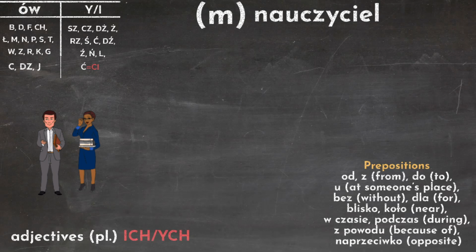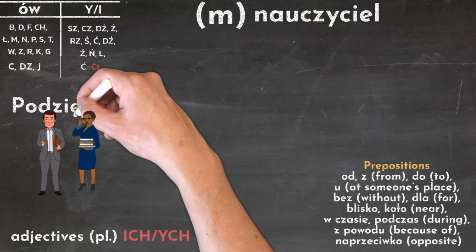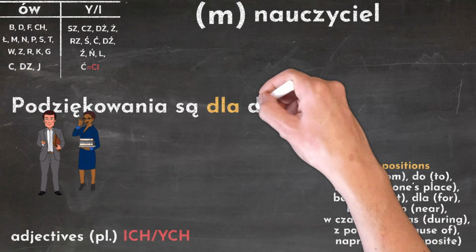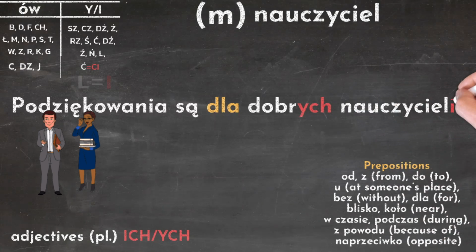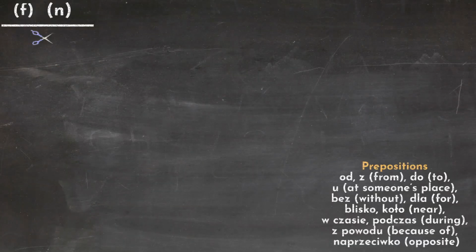Nauczyciel. Nauczyciel ends in l, which is a soft consonant. We have to be careful here because l is actually a regular looking letter, but still a soft consonant. The soft consonant l, like the apostrophe letters, takes the ending i. Podziękowania są dla dobrych nauczycieli. A describing adjective in the genitive case will take the ending ich or ych.